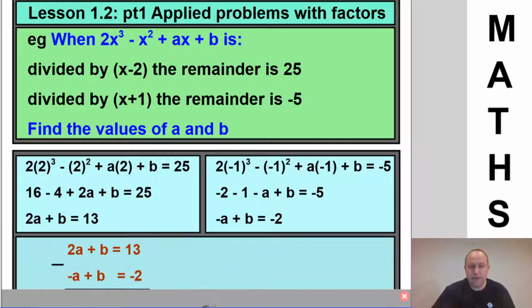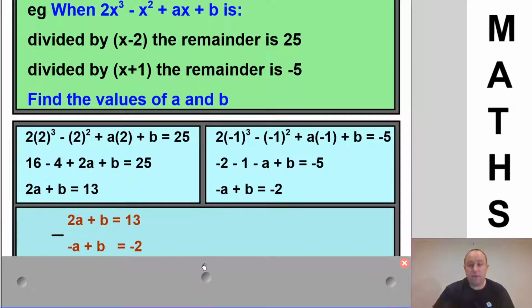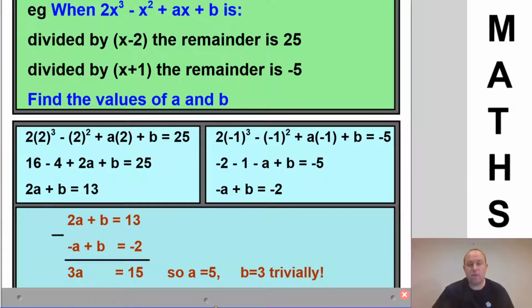And from here, solving that system should actually be trivial. You should be able to solve this one just by elimination. Both of them have a b, so if you subtract the two equations, b take away b would be 0, and you've eliminated one of the variables. 2a take away negative a would give you 3a, and 13 take away negative 2 would be 15. So a is 5, and if you substitute back, you should see that b is 3. 2 times 5, add 3 is 13, so therefore b would be 3. So a very common type of question, one that's definitely worth spending a little bit of time practicing.